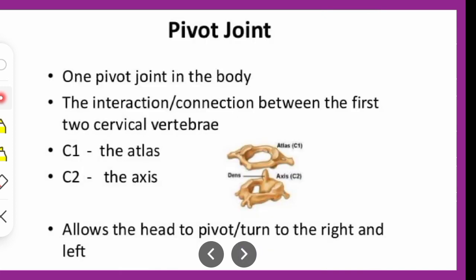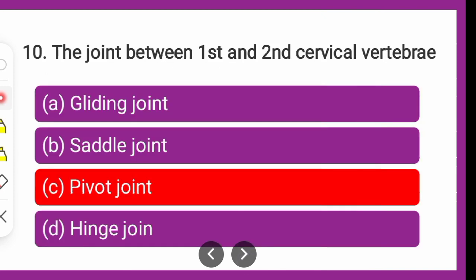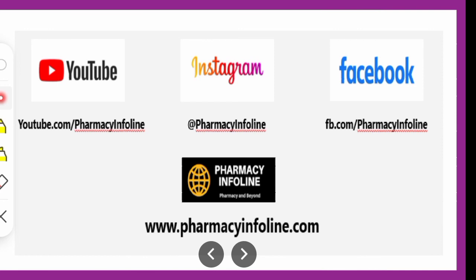Now the first and the second cervical vertebra is nothing but atlas and the axis, and the joint between them is nothing but pivot joint, which we have seen in earlier question also. Because of this joint, we can move our head from left to right because of the pivot joint between the atlas and the axis. So with this, the correct answer is it is pivot joint between the first and the second cervical vertebra. And here we finish with the second part of the skeletal system, that is nothing but joints.